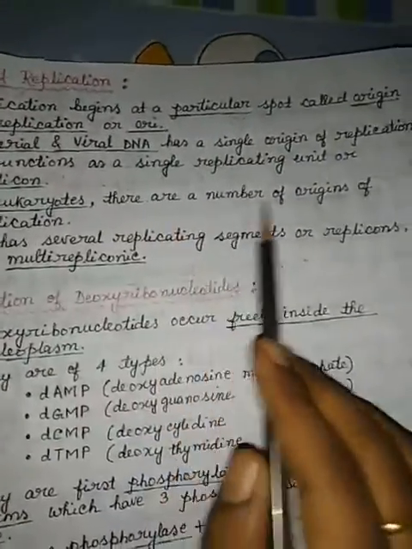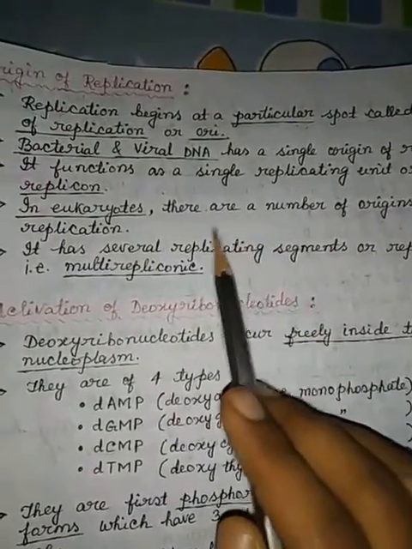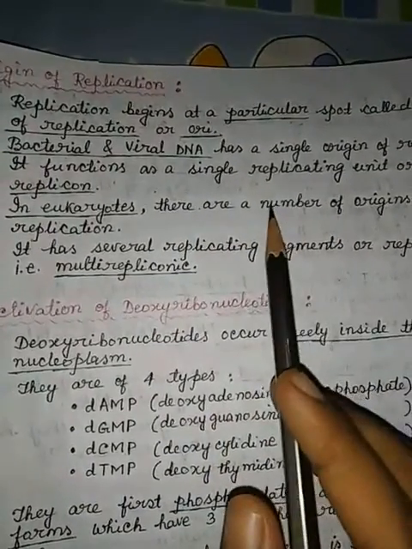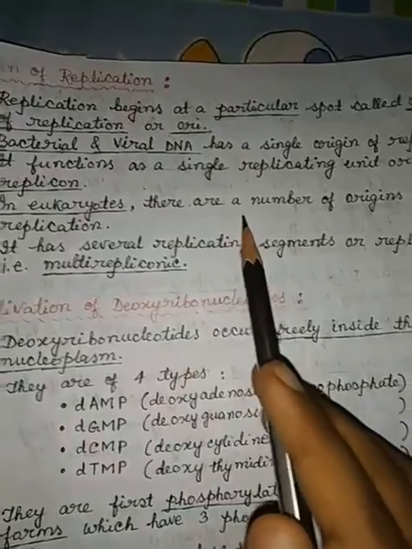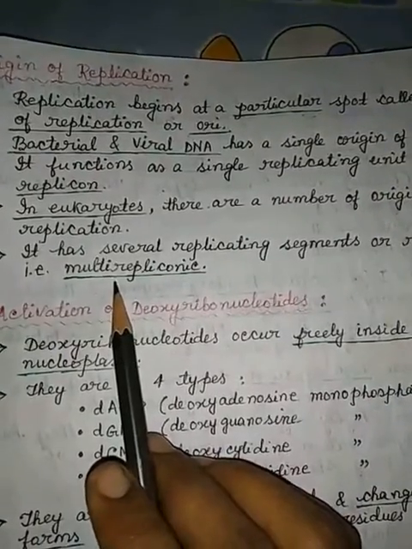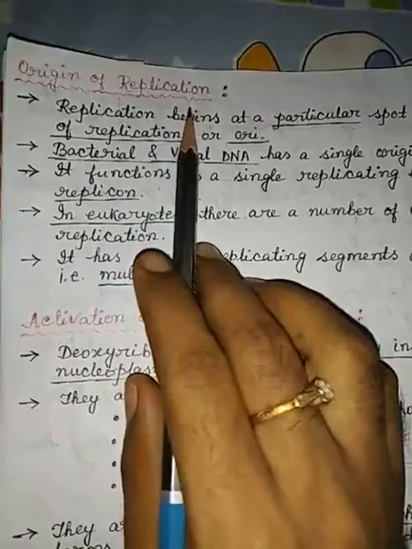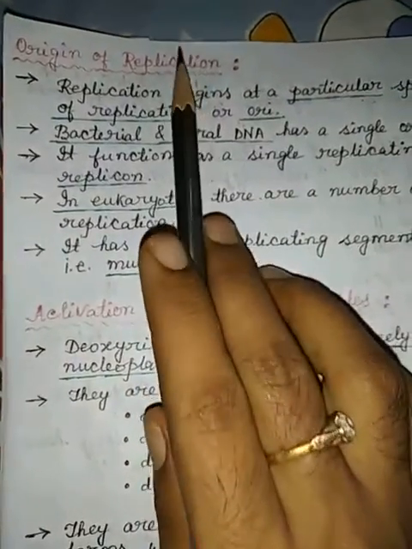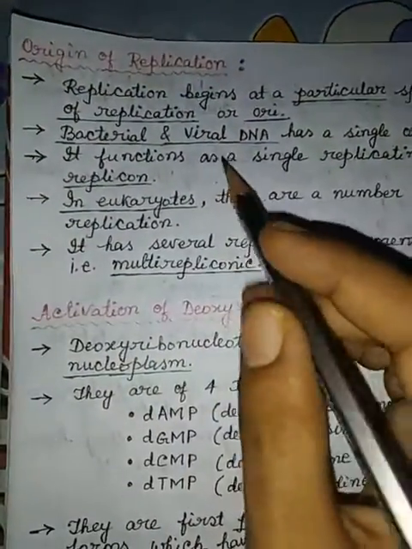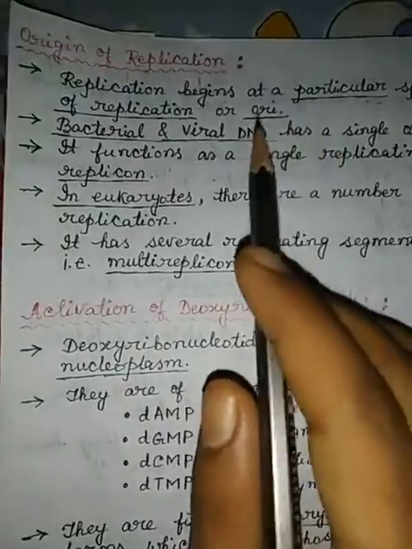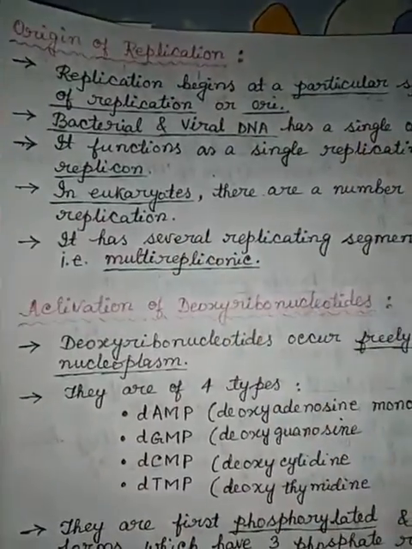But in case of eukaryotes, there are a number of origins of replication. Means within a particular structure of DNA, replication can be started from so many points. That's why it is referred to as multi-repliconic. Clear? So origin of replication means the particular place from where the replication begins. This is called the origin of replication.